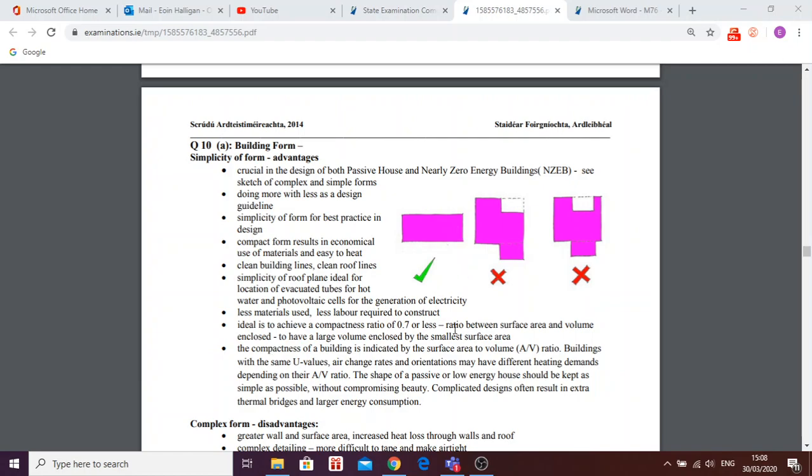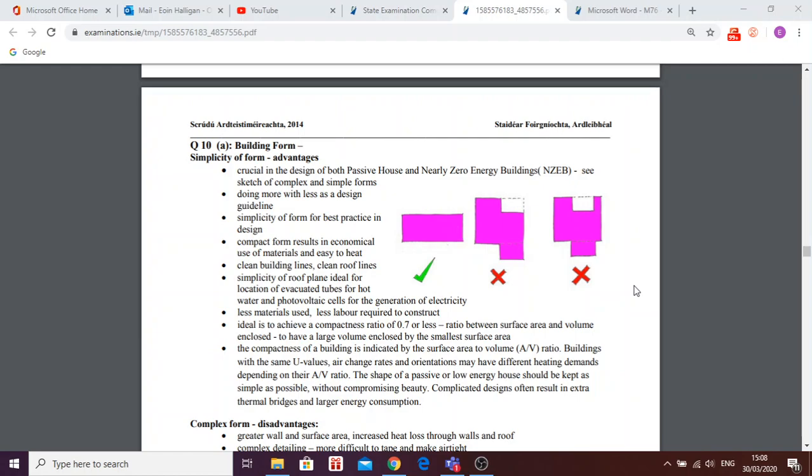Okay, the compactness of a building is indicated by the surface area to volume, A/V, ratio. We talked about that a second ago. Buildings with the same U values, air change rates and orientations may have different heating demands depending on that ratio. As I said, it might take more to heat that house because of the extra piece sticking out here. Why not, when you were designing it in the first place, put that extra area in up there? Okay, it has the same volume, it's the same size of a house, except that the surface area is smaller. Okay, easier heat.